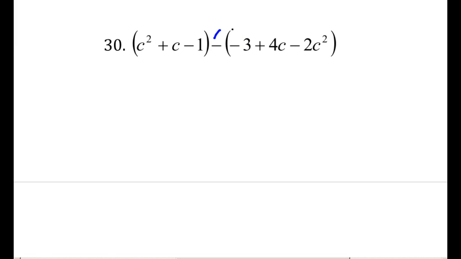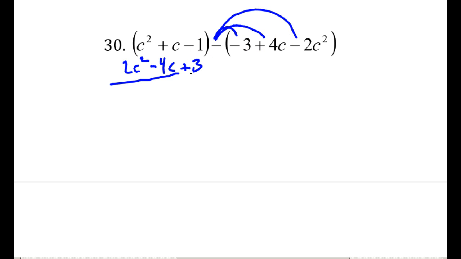Just remember to distribute that negative. Alright, so negative times negative is positive. Negative times positive, negative. And negative times negative, 2c squared. Notice how I re-changed the order so it matches up. So we get 3c squared minus 3c plus 2. So the vertical does work nice here if you use that.